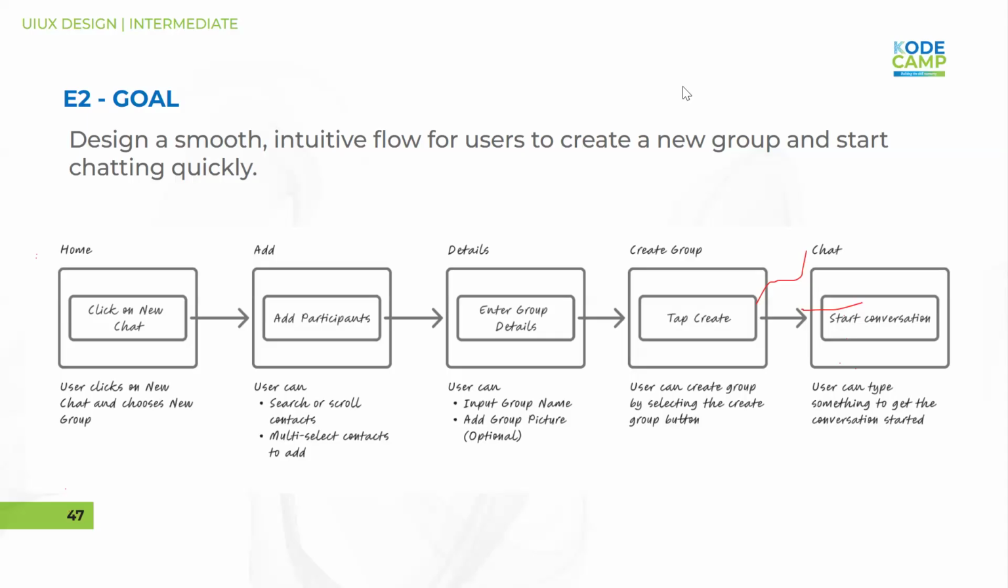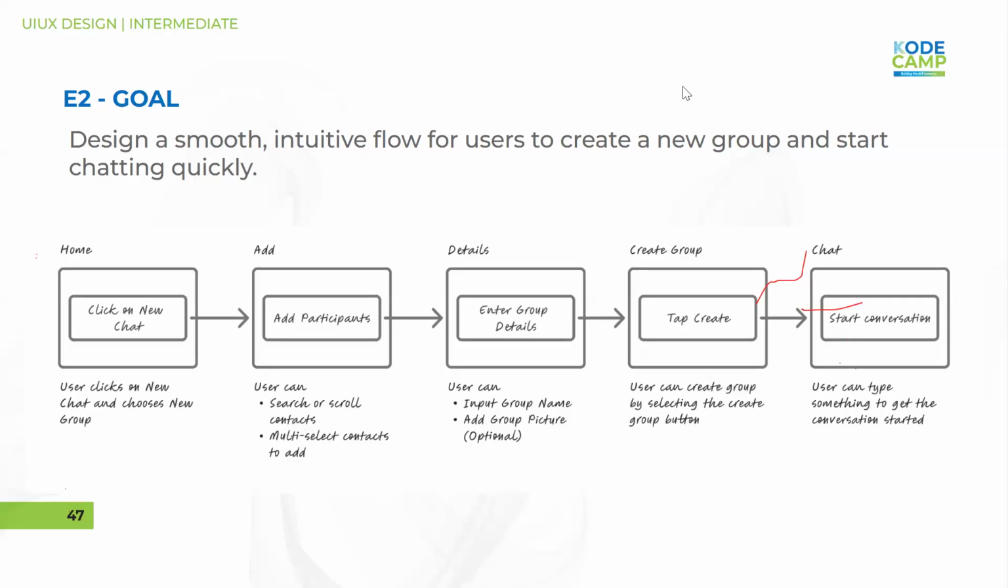Let's see who is following. The user clicks on new chat and chooses new group. Users can search or scroll for contacts and can also multi-select contacts to add. The user can input a group name and can add a group picture, though that is optional. And users can create the group by selecting the create group button. Users can type something to get the conversation started. Okay, so who is telling me the pros here?